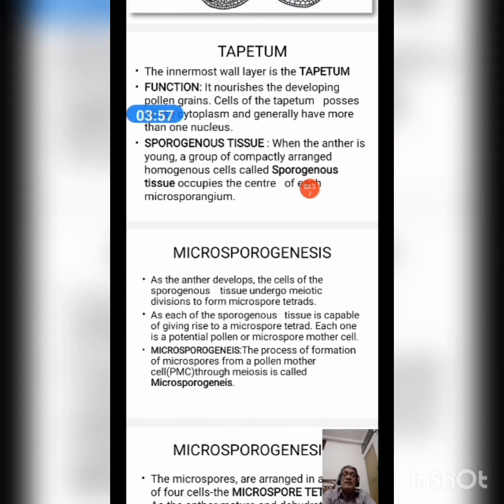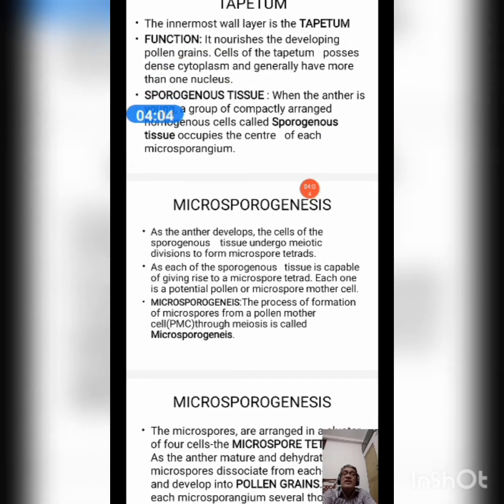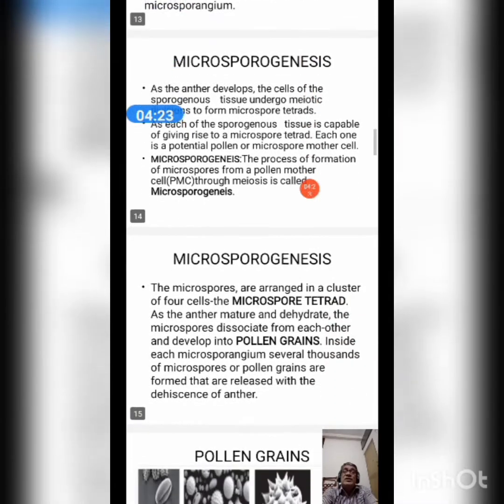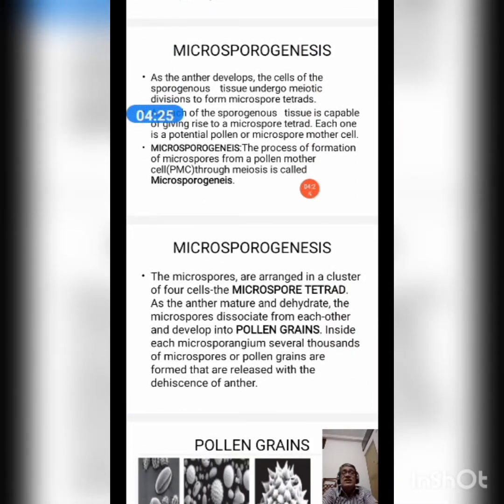As the anther develops, the cells of the sporogenous tissue undergo meiotic division to form microspore tetrads. As each cell of the sporogenous tissue is capable of giving rise to a microspore tetrad, each one is a potential pollen or microspore mother cell. So microsporogenesis is the process of formation of microspores from a pollen mother cell through meiosis. Now we will discuss the details of microsporogenesis.